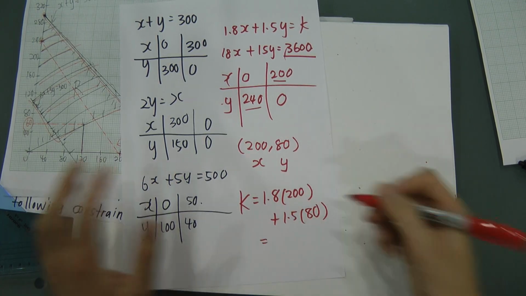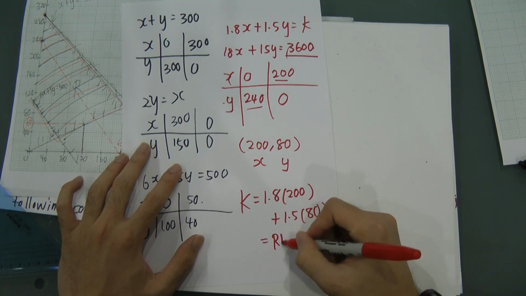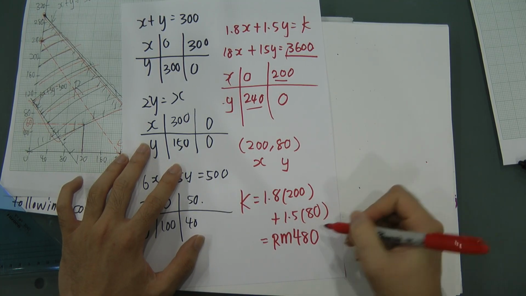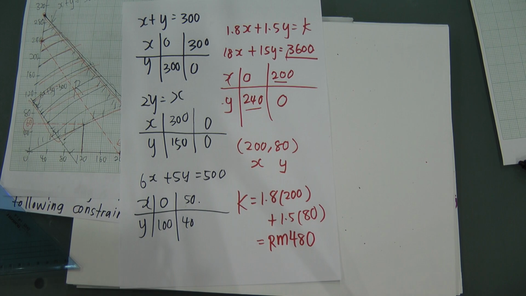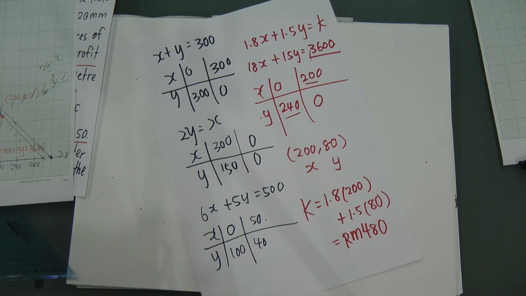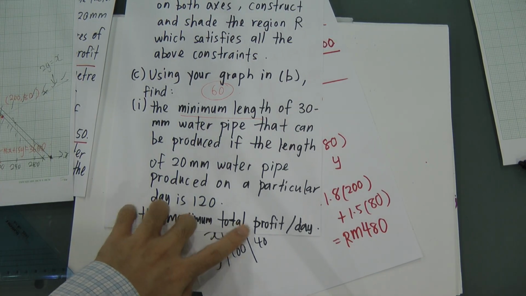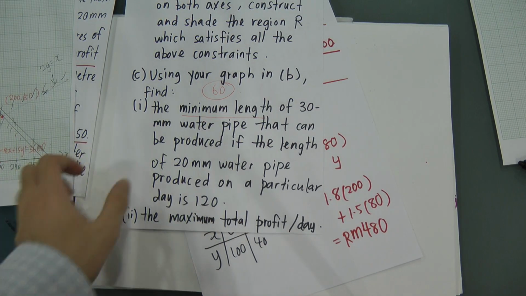Then you just press the calculator. So 1.8 multiplied by 200 plus 1.5 multiplied by 80. We get RM480, which is the maximum profit of the day. This is the maximum profit of the day, which is what the question asks you to find: the maximum total profit per day, fulfilling all the conditions above.